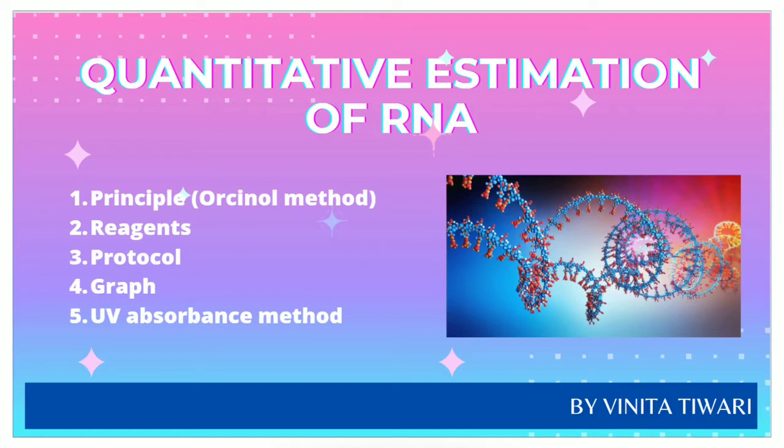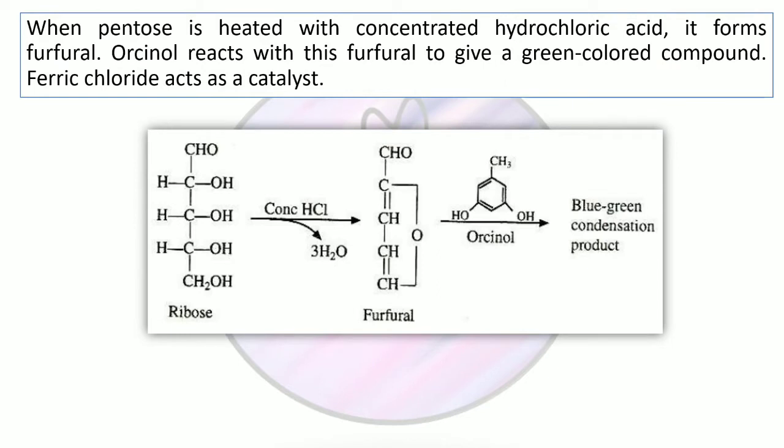Second method is by taking directly the UV absorbance of the sample, by which you can detect the concentration of RNA using a particular formula. So we will be first discussing the Orcinol method. In this case, generally, Orcinol is a type of reagent.